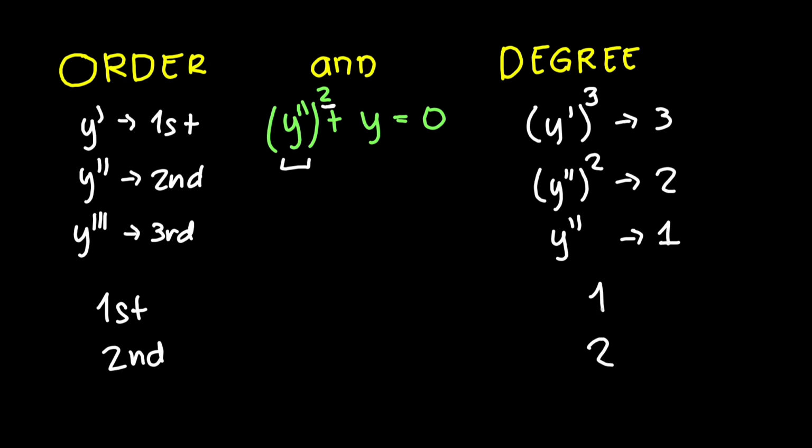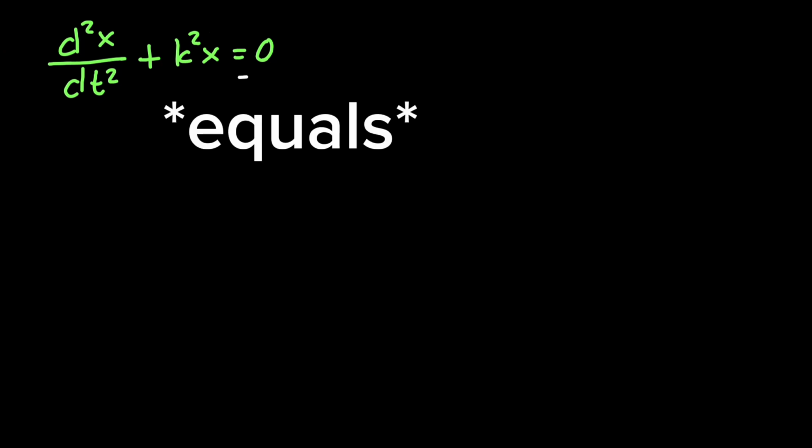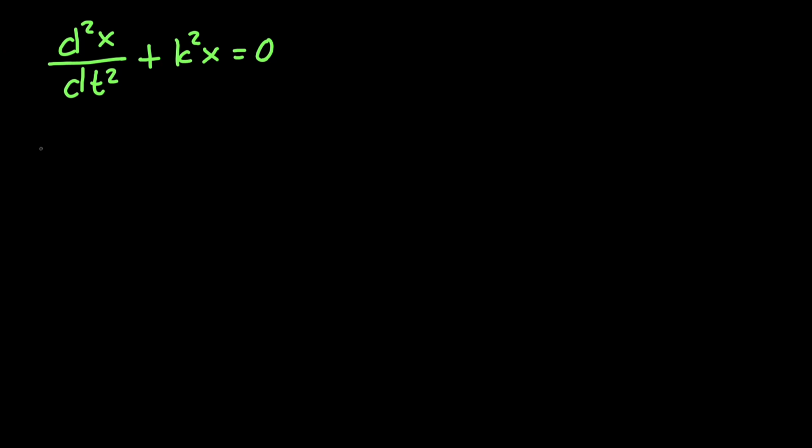So let us try some practice problems. So first on our problem, the second derivative of x with respect to t plus k squared multiplied by x equals 0. So let us identify whether it is an ordinary or a partial differential equation. So we can see here, it has only one independent variable, and also another sign would be the letter D. It is straight, so we can say that this is an ordinary differential equation.